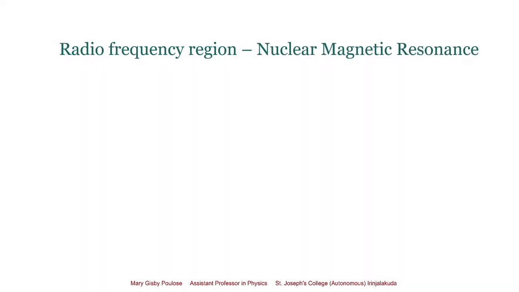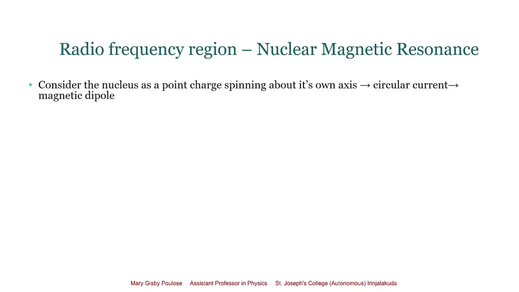Now let us look into nuclear magnetic resonance in the lower radio frequency range. Consider the nucleus as a point charge spinning about its own axis. Now, since the nucleus is positively charged, you have a positive charge that is moving around and it implies a circular current. Now, a circular current will form a magnetic dipole.